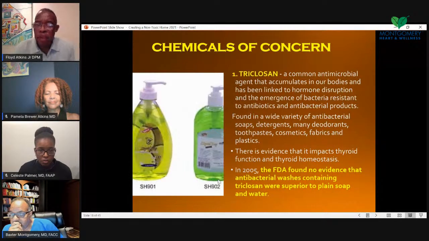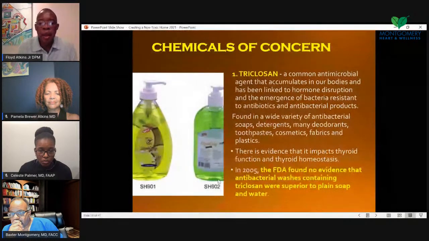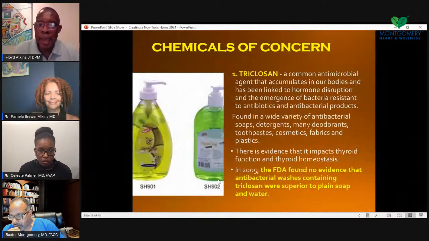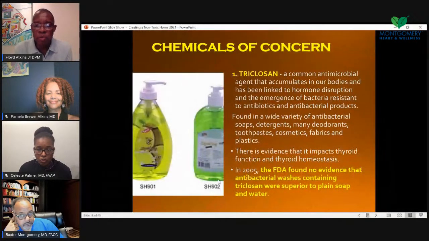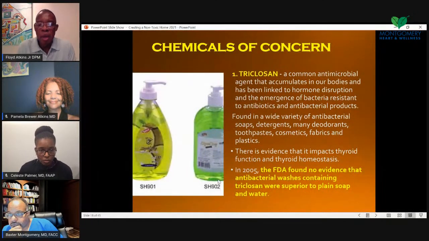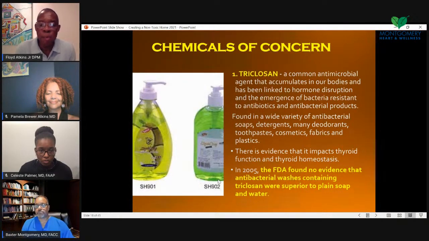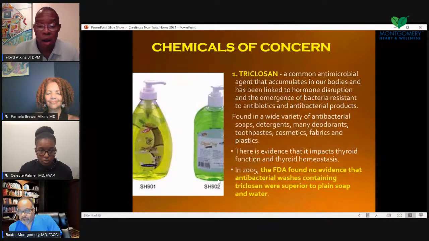Triclosan. Now, triclosan is a chemical that's found in most hand sanitizers, the ones that came out in the early 2000s and after. They had triclosan in them, and triclosan was supposed to be a potent antibacterial product. We see it in detergents, deodorants, toothpastes, in everything. But triclosan itself has an impact on thyroid function and thyroid homeostasis, so it affects your thyroid balance, number one. And it also disrupts other hormones.